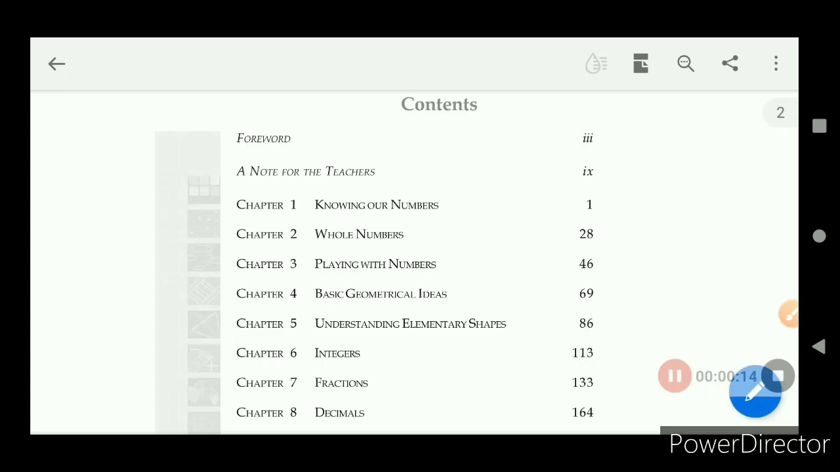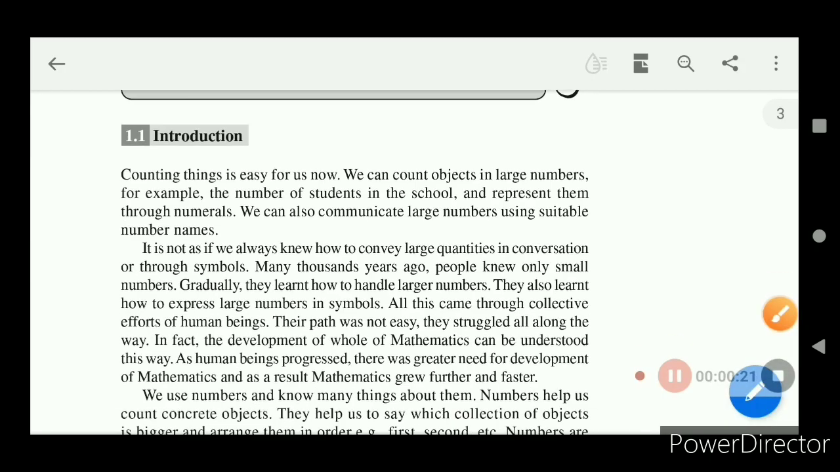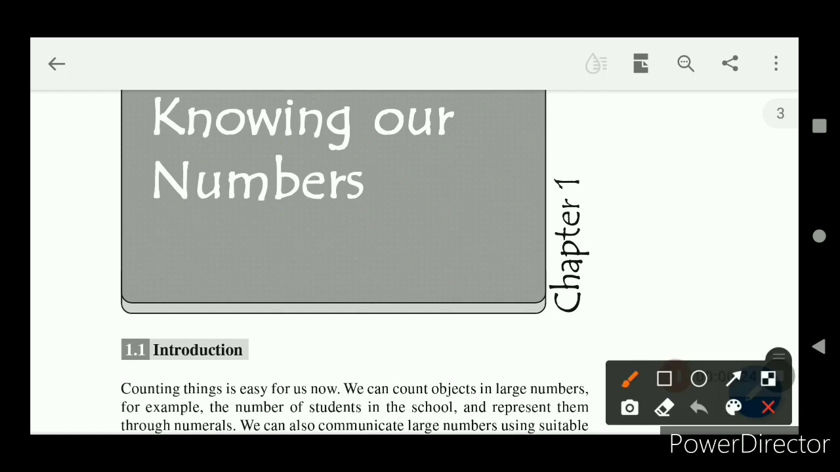This is our index, and today we will start in chapter 1, knowing our numbers, right? So knowing our numbers, the first thing written is counting things is easy for us now. So we need to understand what counting things is. I know most of you know what counting really means, but if you don't, it is an easy thing. Counting means knowing how many things are there in our shell, in our stuff, or whatever we have.